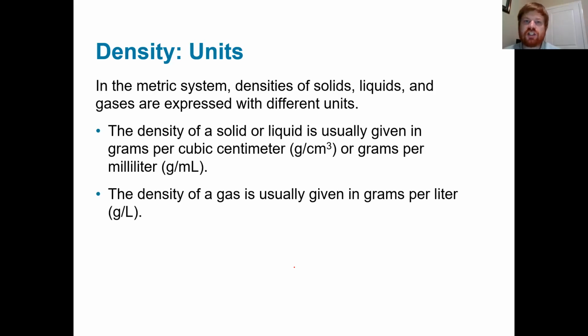Now, gases, I already mentioned that air is about 1,000 times less dense than water. Because gases have such low density, we use a different unit for their density. We describe it in terms of grams per liter. So the grams per liter, of course, describes the amount of mass in a much greater volume than does the gram per milliliter.